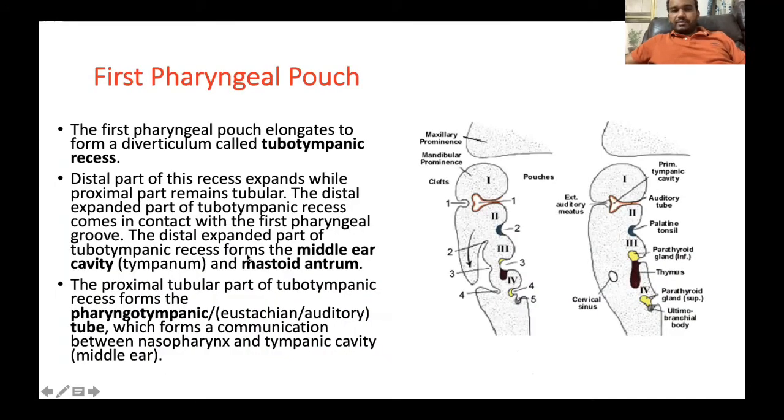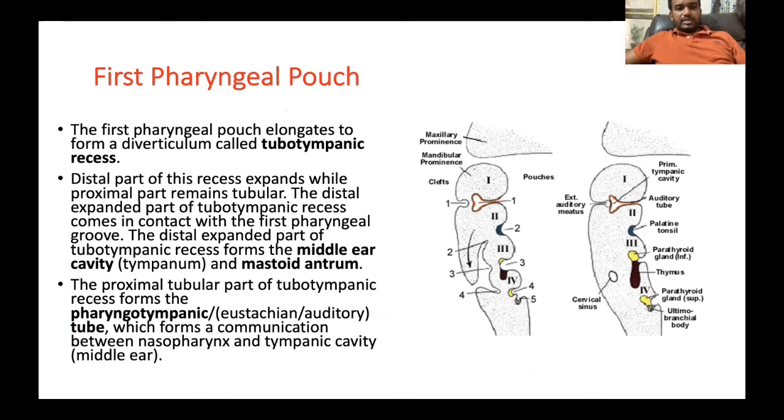The first pharyngeal pouch. Now from each pharyngeal pouch you get some derivatives, so we go into detail about them. The first pharyngeal pouch elongates to form a diverticulum called the tubotympanic recess. So I'm talking about this one, the first pharyngeal pouch.